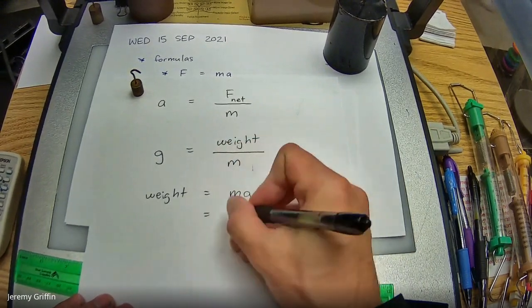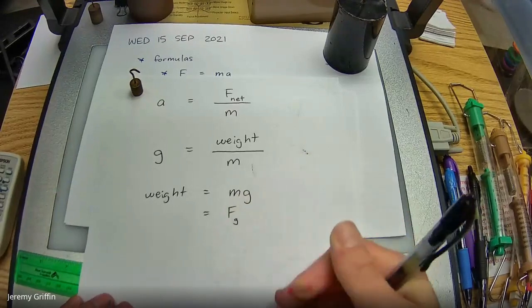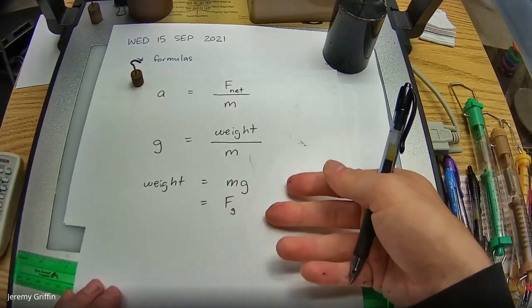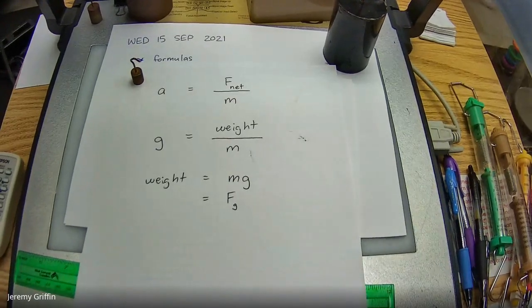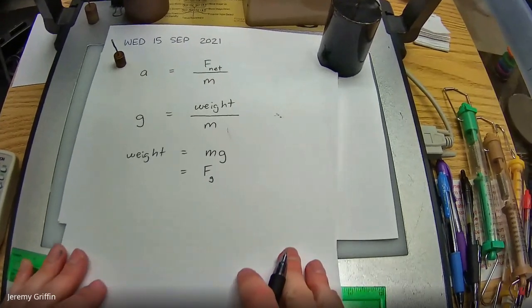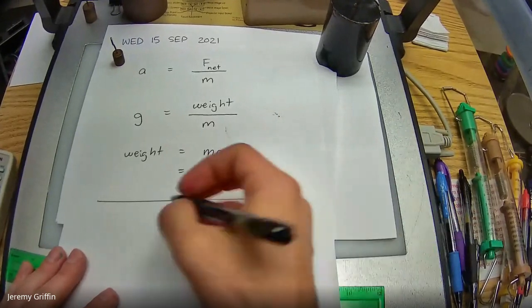AP also accepts F sub g. You'll see both of these on AP exams. Just in my notes as I write things, I prefer mg because I've just done it that way since forever. Okay. Something else I want to mention about Newton's second law of motion is I want to go back and look at the units associated with this.